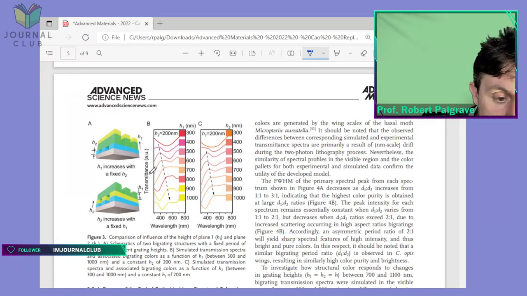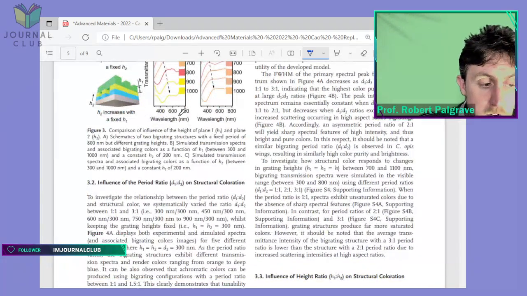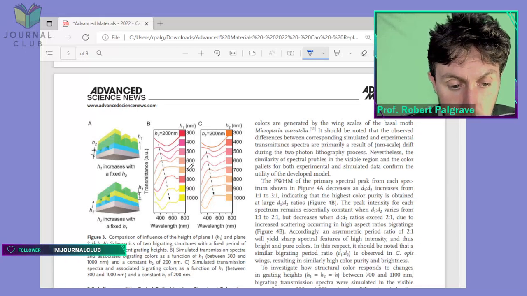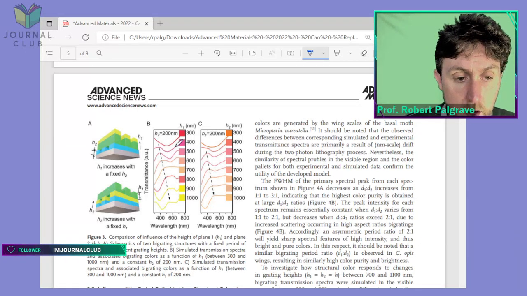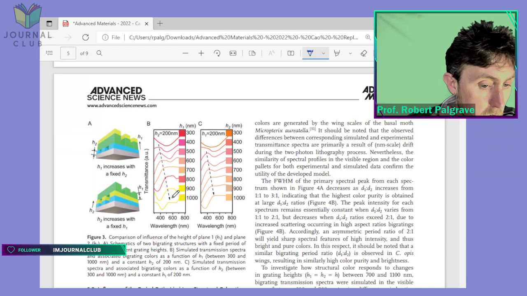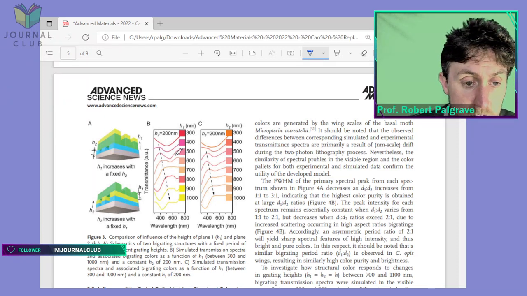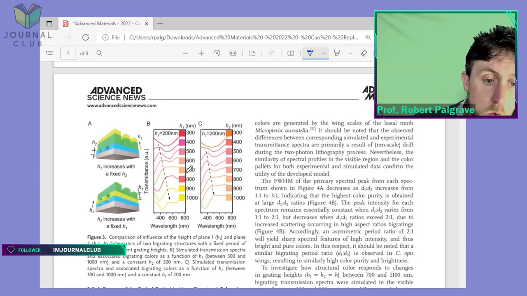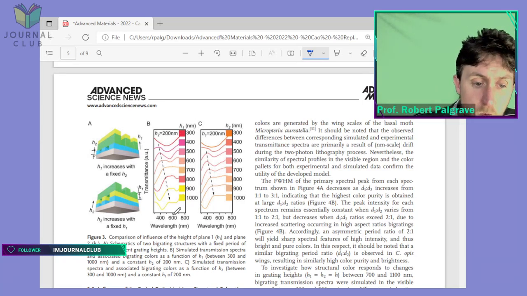I don't think this is actually real data. Before, we were looking at experimental spectral data, but at the moment we're looking at simulated. But you can see the differences in color you would expect just by changing the height. Okay, so here we're changing height 1, here we're changing height 2. So height 1 seems to have a lot more effect.